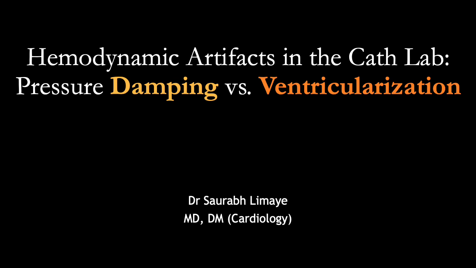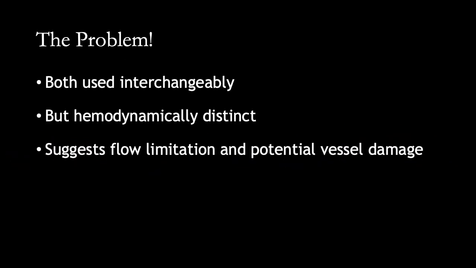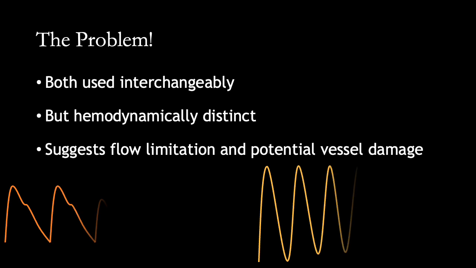Today we will discuss two important hemodynamic artifacts in the cath lab, which are pressure damping and ventricularization. These two terms are often used interchangeably. However, they are hemodynamically distinct. Both indicate possible flow limitation due to catheter position and warn us about potential vessel injury if contrast is injected.